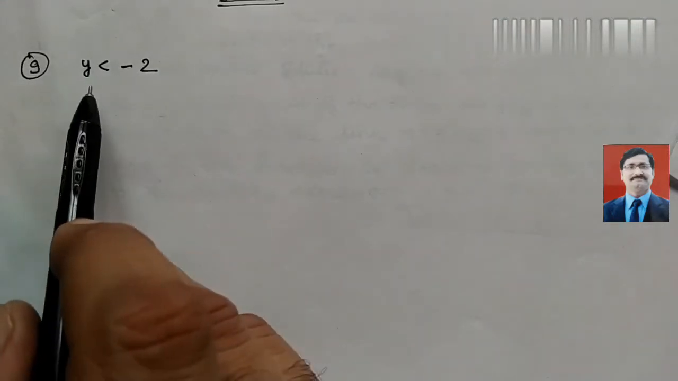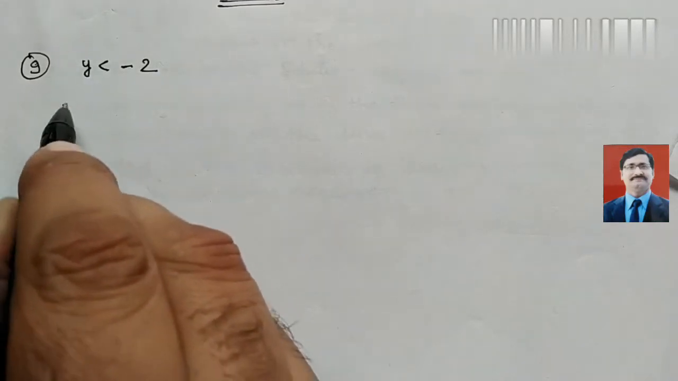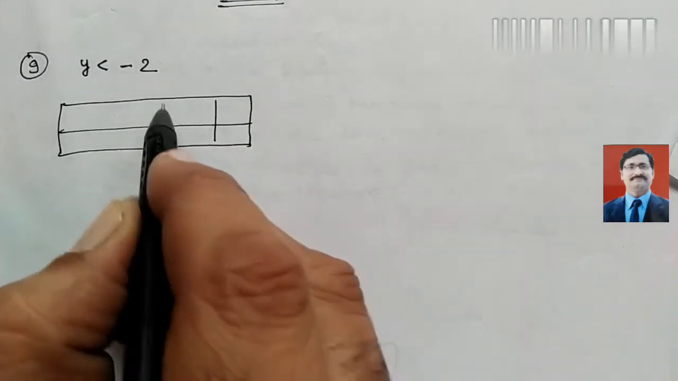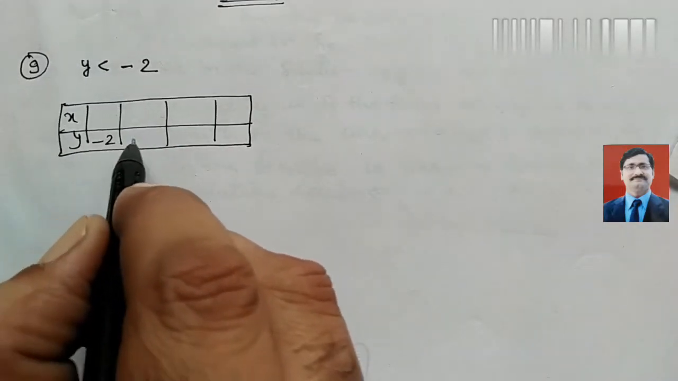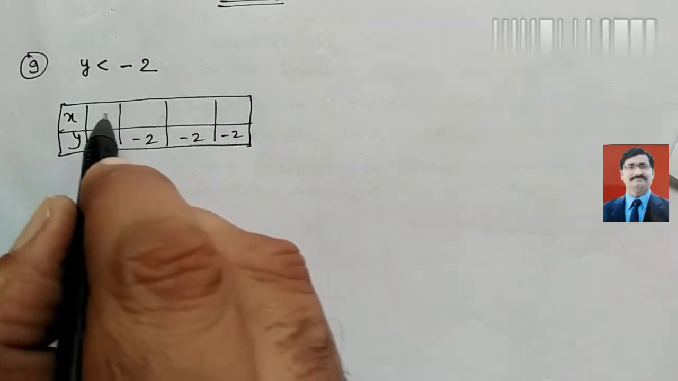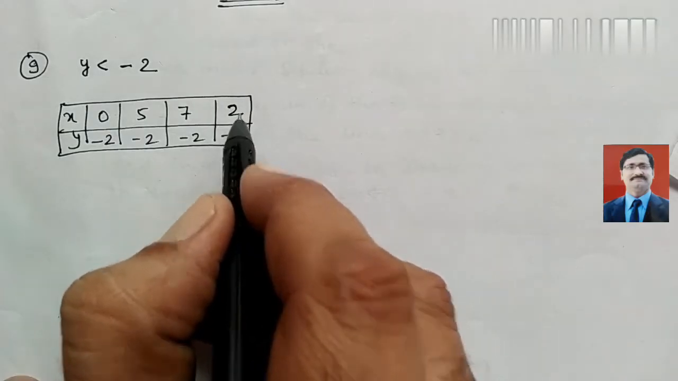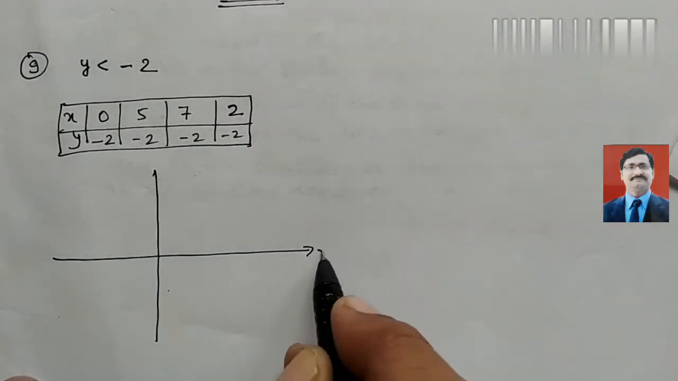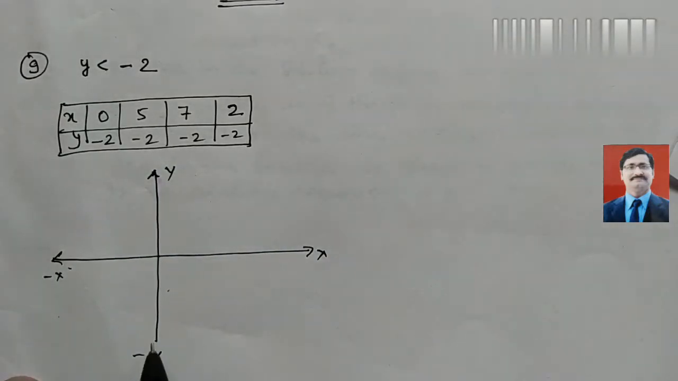This question is y less than minus 2, and here also we will find some points. Look here, if you put any value in place of x, y will always be minus 2. Any value, 0, 5, 7, any value you put. Look here, you will draw a graph for these. This is the x-axis and y-axis. This is minus x-axis and minus y-axis.